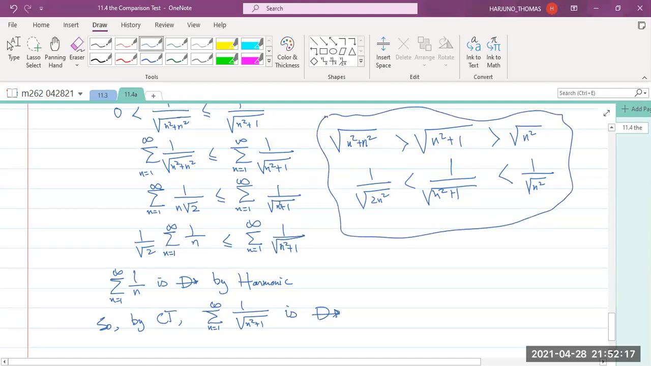Now, a lot of students I saw, they like to use limit comparison theorem, but actually no need, no need.